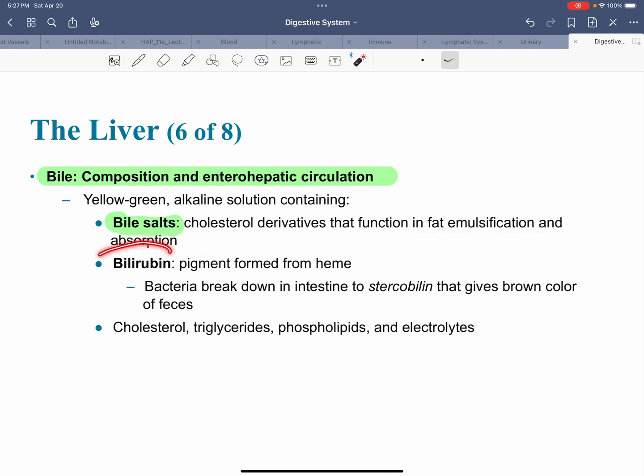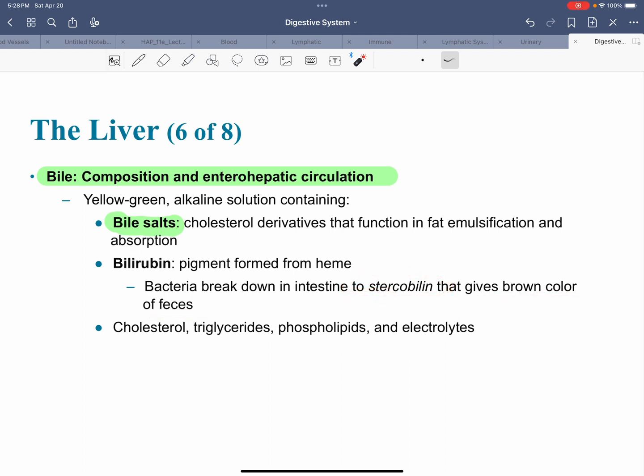Now we have also bilirubin, and we've come across this term before when we talked about the breakdown of red blood cells. This is a pigment formed from heme. Bile will end up in the intestine, and the large intestine will have bacteria that will break it down into stercobilin, and that's what gives the brown coloration of feces.